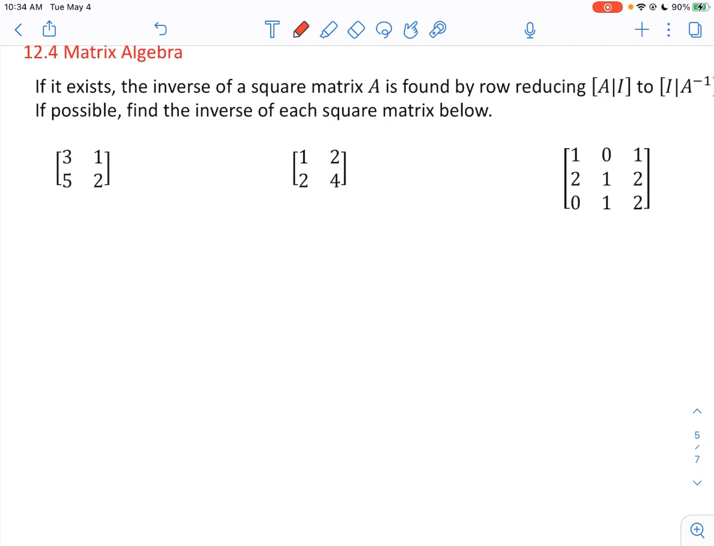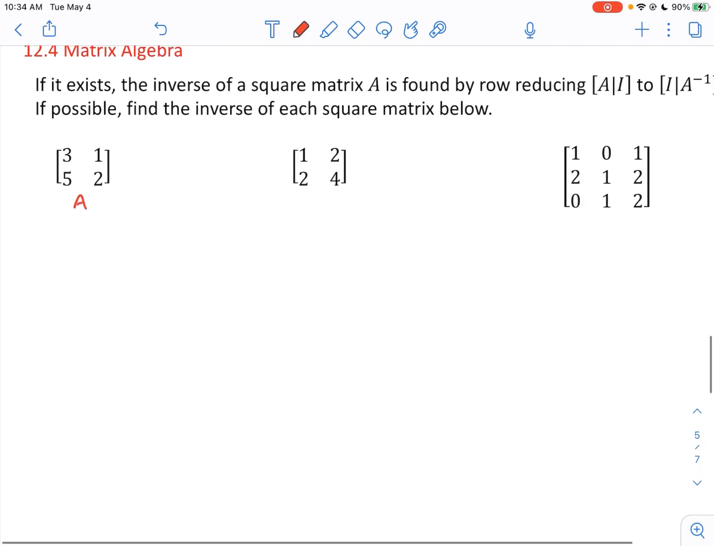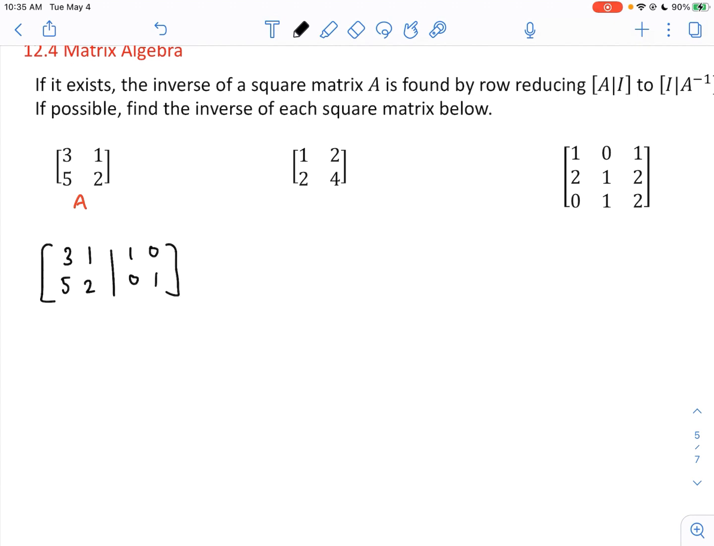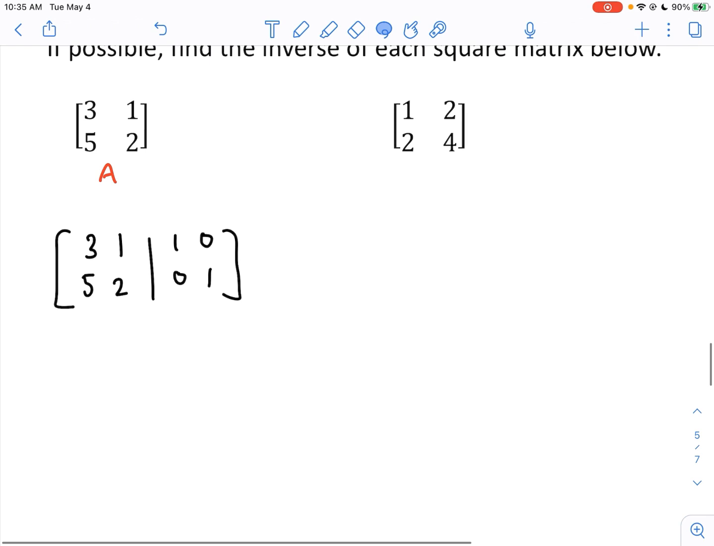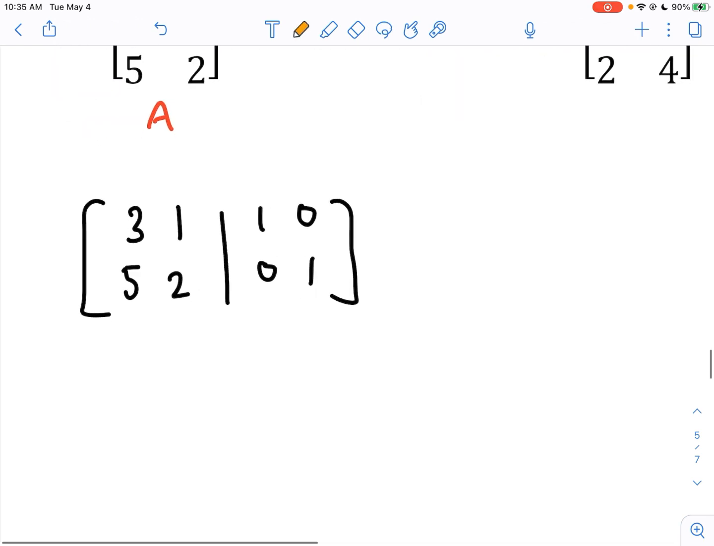So we're going to say that this is the matrix A. So I'm going to construct A next to the identity. So I'm going to put 3, 1, 5, 2, I'll put a little vertical line here, and then I'll put the same sized identity right next to it. And this is our A/I. And now we start doing row operations until we get in reduced row echelon form. So my first goal is to get a 1 here.